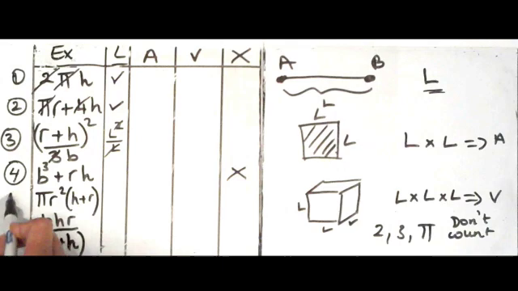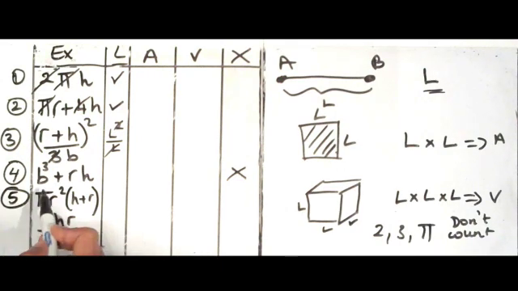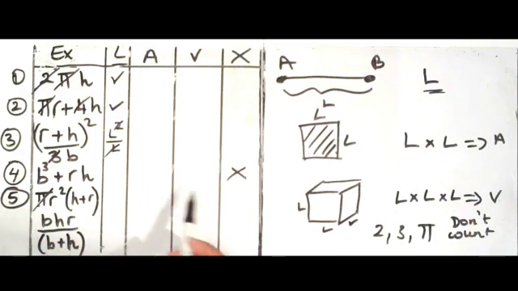Alright, number 5. In this case I have a pi, so I'm going to cancel this out. Inside the bracket I've got two lengths that I'm adding together, so I have a length plus another length, which still gives me a length. Then I multiply this by r squared. R squared is basically a length squared, so a length squared times another length gives me length cubed. Length cubed means that I'm working out a volume.